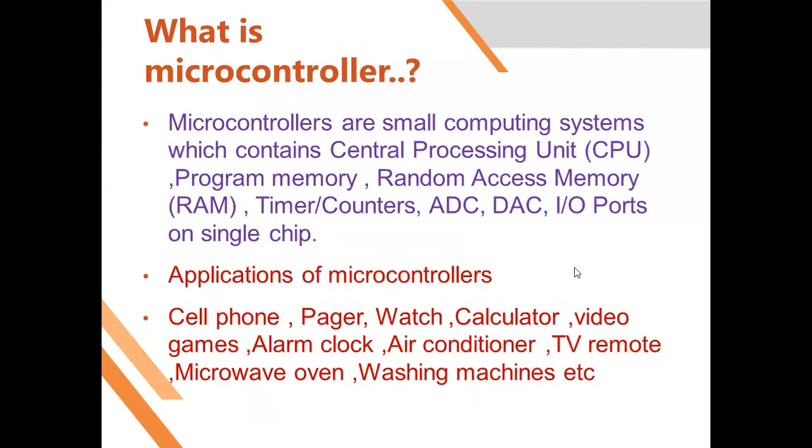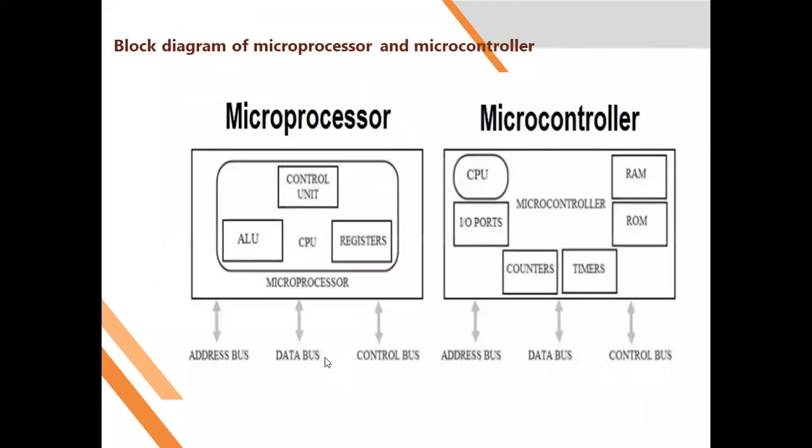Okay, see here. What is the microcontroller? It is a small computing system which contains CPU, memories, which are two types: RAM, ROM, timer, counters, ADC, DAC, and IO ports on a single chip. Okay, so where we are going to use the microcontroller in different electronic units like cell phone, pager, watch, your digital watch here, then calculators, video games, alarm clock, air conditioner, TV remote, microwave oven, and washing machine. These are the simple and some basic examples of microcontroller.